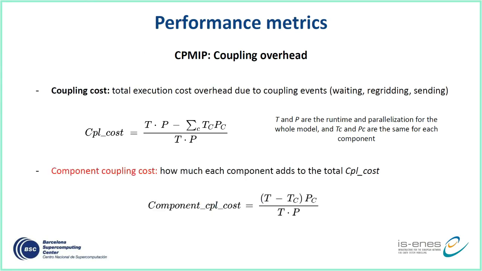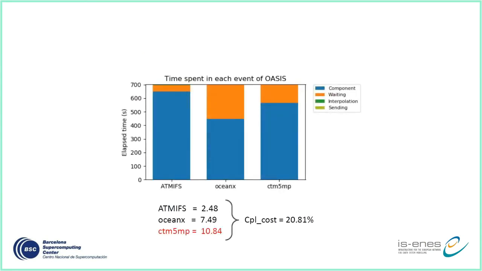rearranging the coupling cost formula, we can come up with a component coupling cost, which is exactly the same metric, but now for each one of the components. And that helps to know that, basically, the component that has more coupling cost is the one that we should prioritize when trying to deal with these complex simulations. They all add up to the coupling cost, but now we have that at the end it was not NEMO, but another component because it was using more processors.